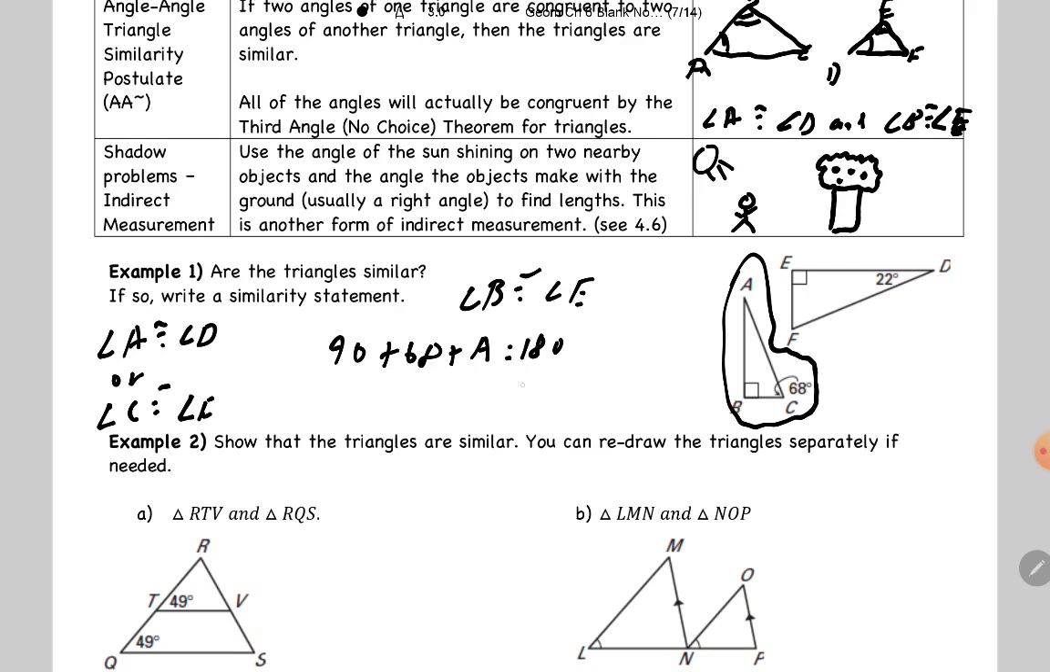So I'm going to subtract 90 and 68 from 180, and we'll get 22. And notice here that angle A is the same thing as angle D. And if you did it the other way, you'll find out that angle F is also 68 degrees. So yes, we're going to say triangle ABC is similar to triangle DEF.